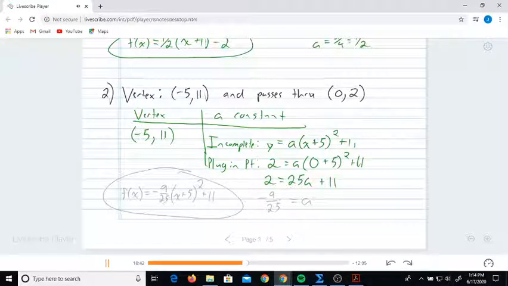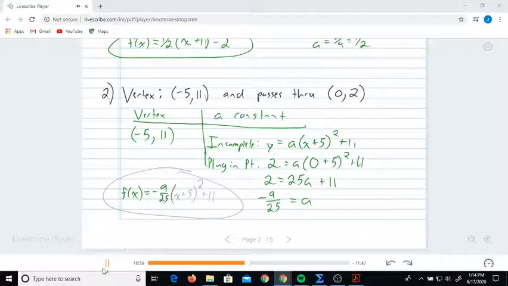So this parabola opens down. And if we want to write the function, that would be our a constant, -9 over 25, times the quantity x plus 5 squared plus 11. Cool beans. Well, that's vertex form.